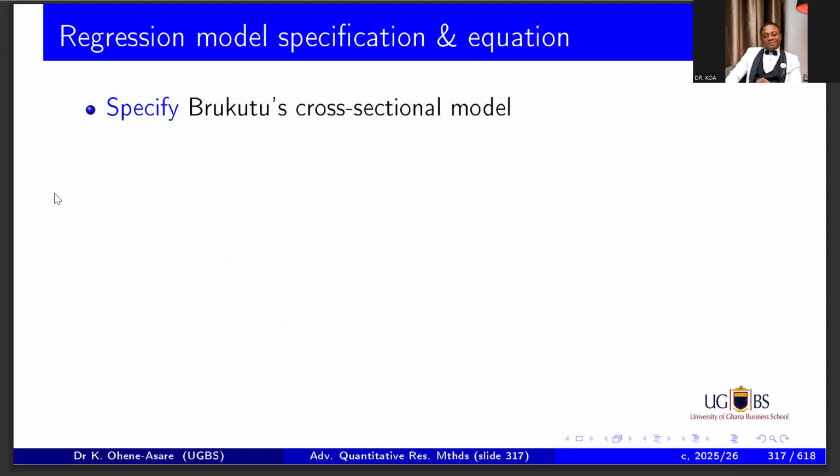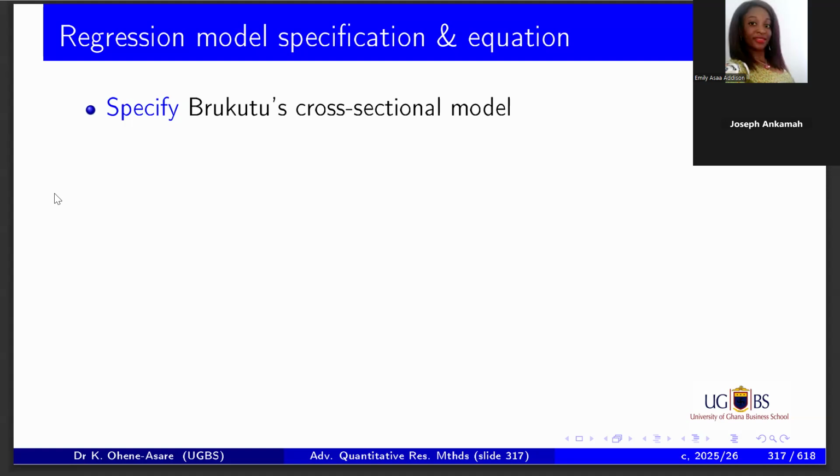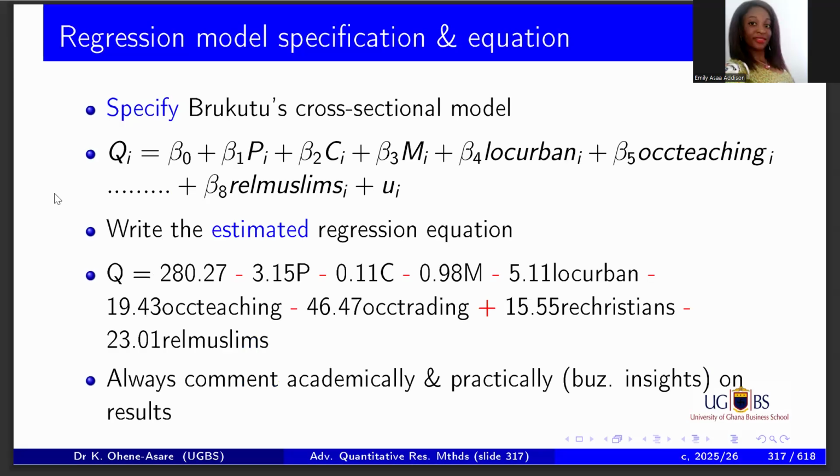We have learned how to specify the regression model and how to write the estimated regression equation. What's the difference between the model and the equation? Emily. Okay, so when we are specifying the model, we use beta naught and we also add the error term. But when we are estimating, we use the actual numbers for the betas and the error term doesn't come in anymore. Perfect.